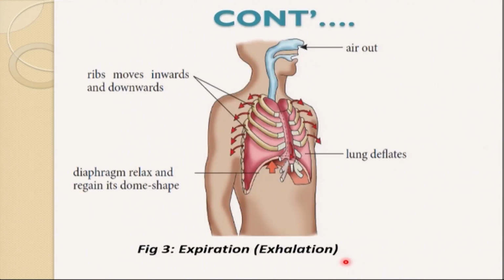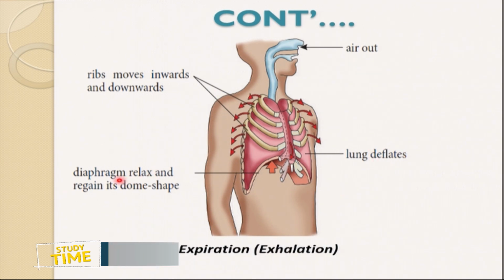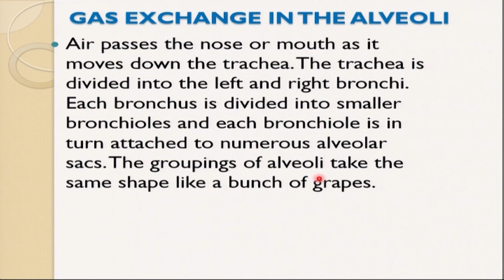This is the diagram that shows exhalation, breathing out, which is quite different. The other arrows were moving upwards, but these ones are moving downwards, which means the ribs move inwards and downwards, contrary to what we've been talking about in terms of inhalation. The lungs deflate, and the diaphragm relaxes and regains its dome-shaped structure. This is a dome-shaped structure during exhalation.